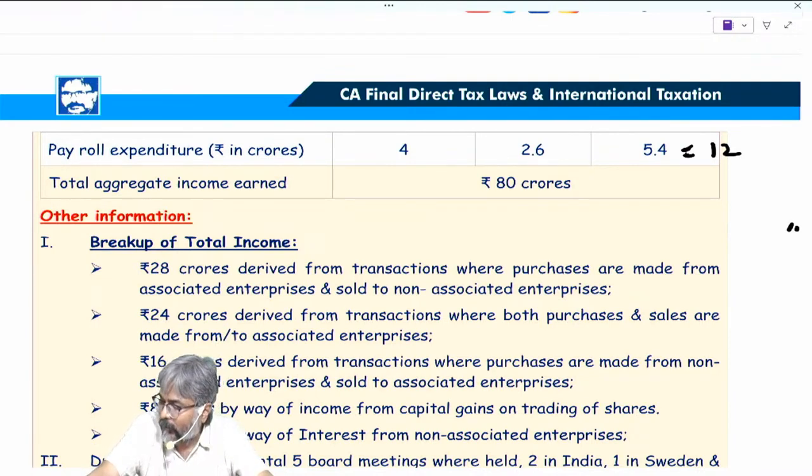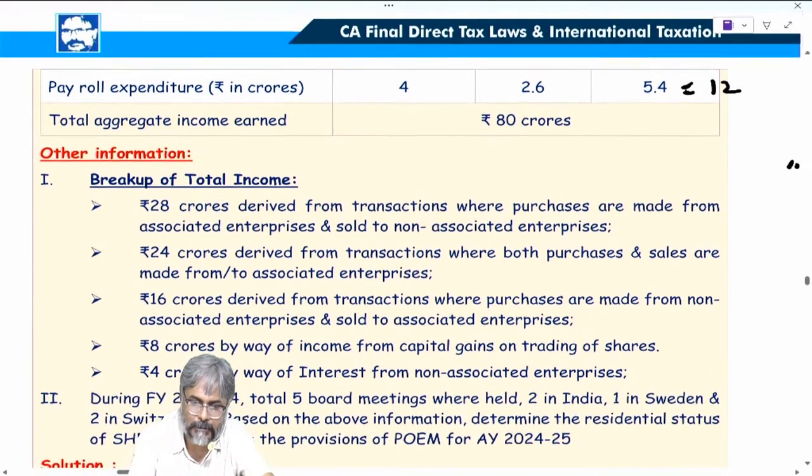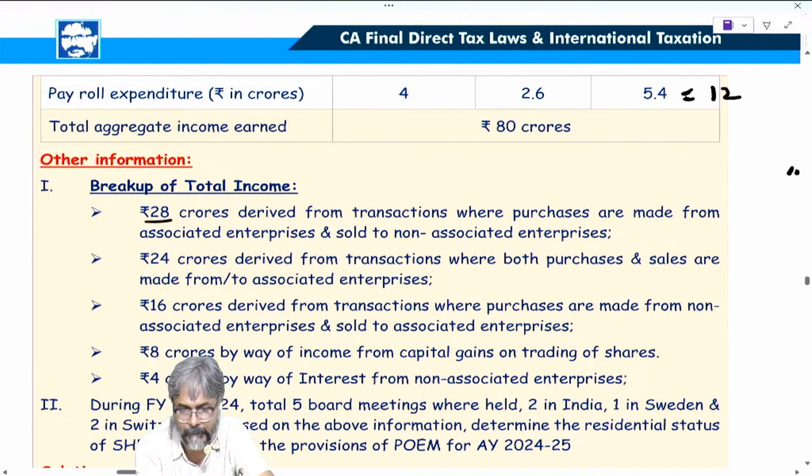So I told you that only in the passive income, both the purchase as well as the sale should be in respect of associated enterprise. Only then in this case it will be considered in this regard. So keep this particular point in mind, students, all of you. So therefore, this is how the things are to be looked upon. So therefore, this will not be considered as a passive income.